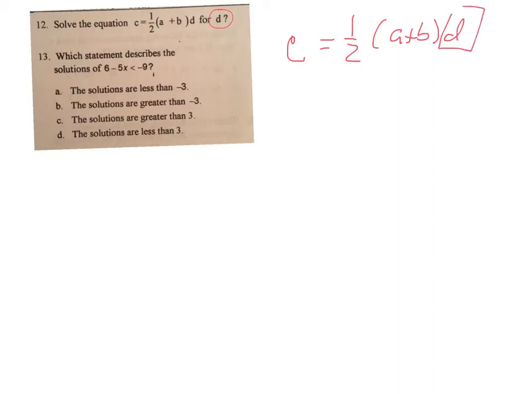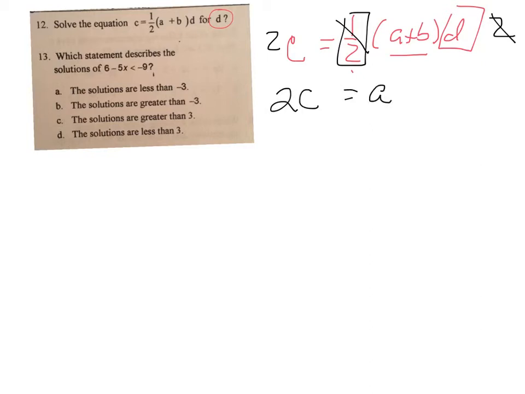Now remember, we got to get D by itself, so we're going to get rid of the 1/2 and we're going to get rid of the A plus B. But we're going to do it in 2 steps. So hopefully y'all are watching. To get rid of the 1/2, I need to multiply both sides by 2. In that case, the 2 and the 1/2 cancel each other out. I'm left with 2C equals.